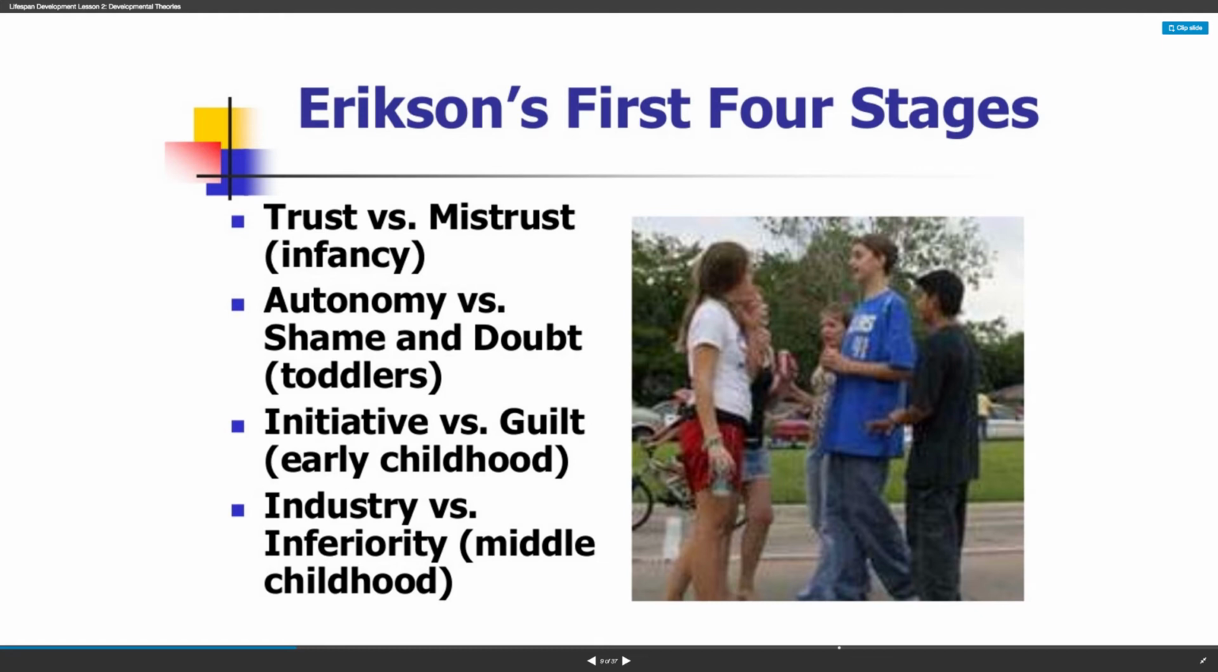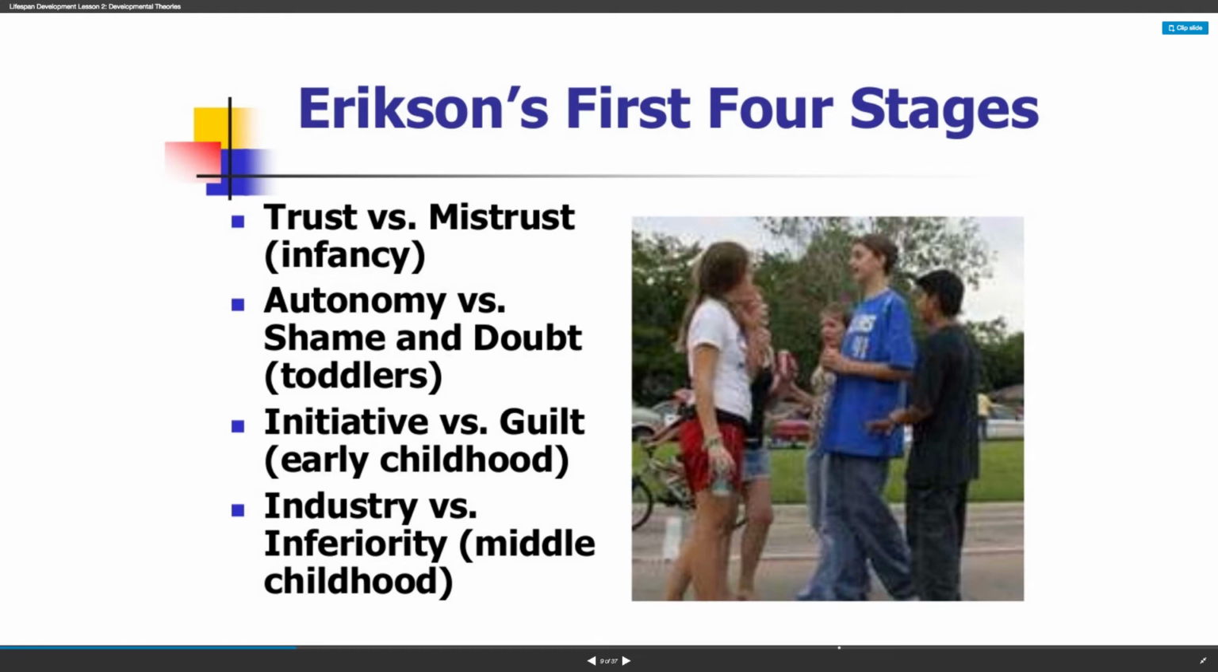Autonomy versus shame and doubt is the struggle of toddlers. Once toddlers can walk and talk, they wonder where they can go and what can be said. The ability to be independent within safe limits is the goal here. Then there's initiative versus guilt, and it guides early childhood. The child wants to plan and begin a task or project without assistance. Maybe it's building a fort out of the couch, and he wants to be able to figure out on his own how to do it.